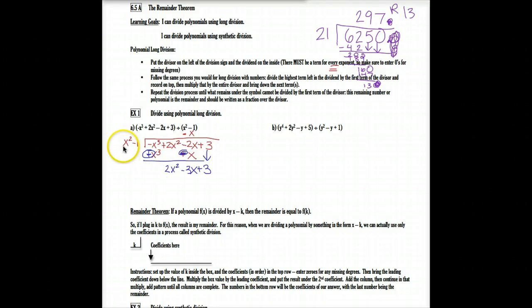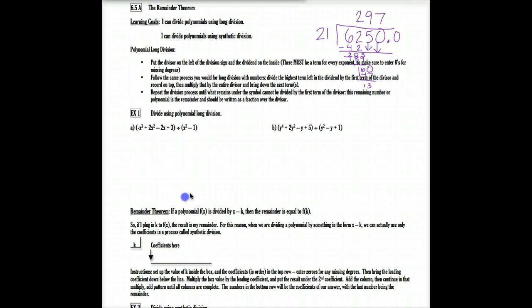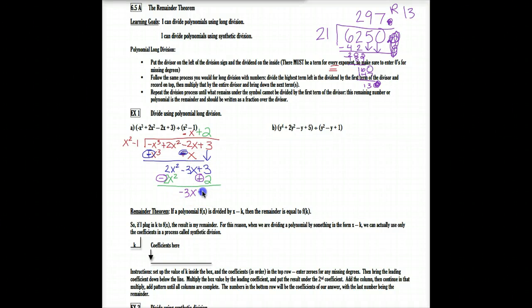So we say, what do I multiply x squared by to get 2x squared? So I multiply by 2. So that goes up here. Now I do the multiplication. 2 times x squared is 2x squared. 2 times negative 1 is negative 2. After I multiply, I subtract, so that means change the signs and add. So change the sign, and now add straight down. So these cancel. This gives you negative 3x, and this gives you 5.